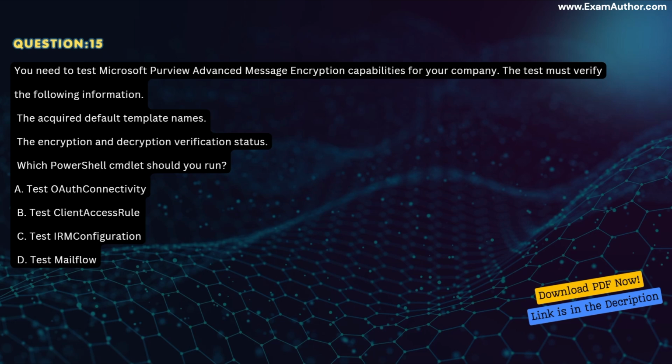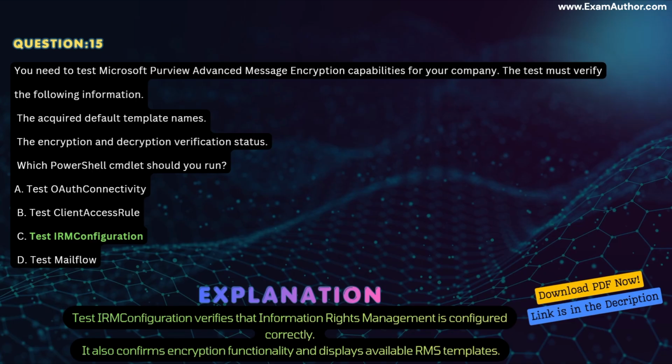A. Test OAuth connectivity. B. Test client access rule. C. Test IRM configuration. D. Test mail flow. The correct answer is C. Test IRM configuration. Explanation. Test IRM configuration verifies that information rights management is configured correctly. It also confirms encryption functionality and displays available RMS templates.